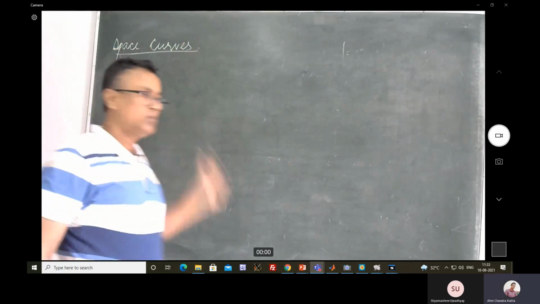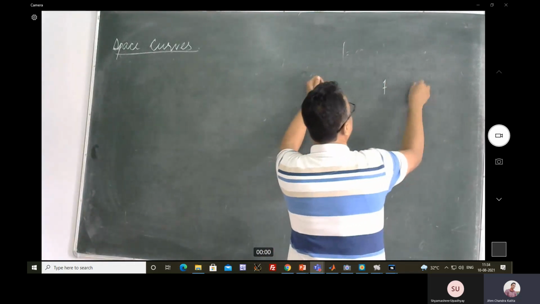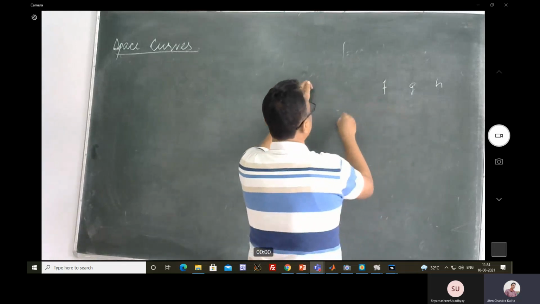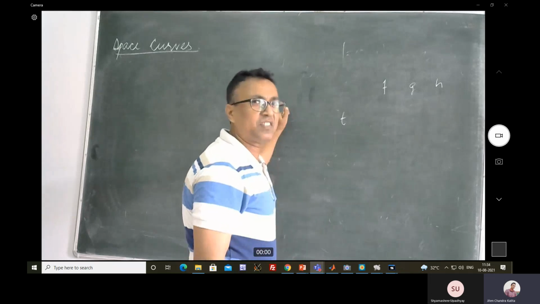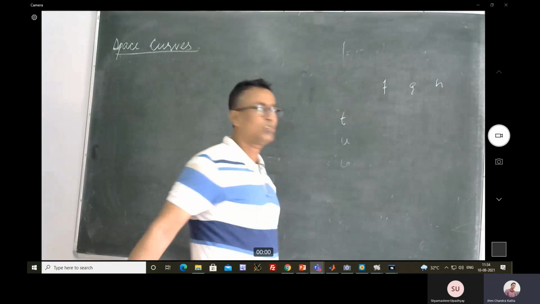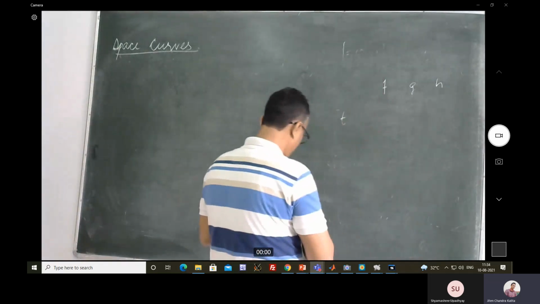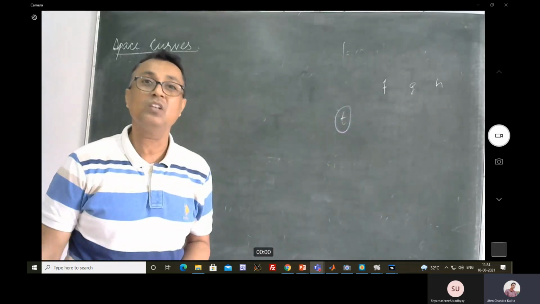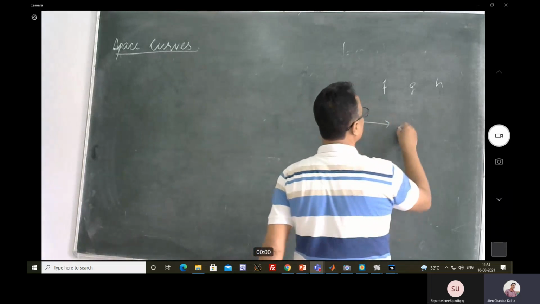See, you remember when I was considering those functions f, g, and h, I was considering them to be functions of the single variable t. I could have used some other symbol also. This could have been u, v, anything. I could have used any symbol, but there is a hidden agenda. Why specifically is the symbol t used? It is because t is generally related to time.